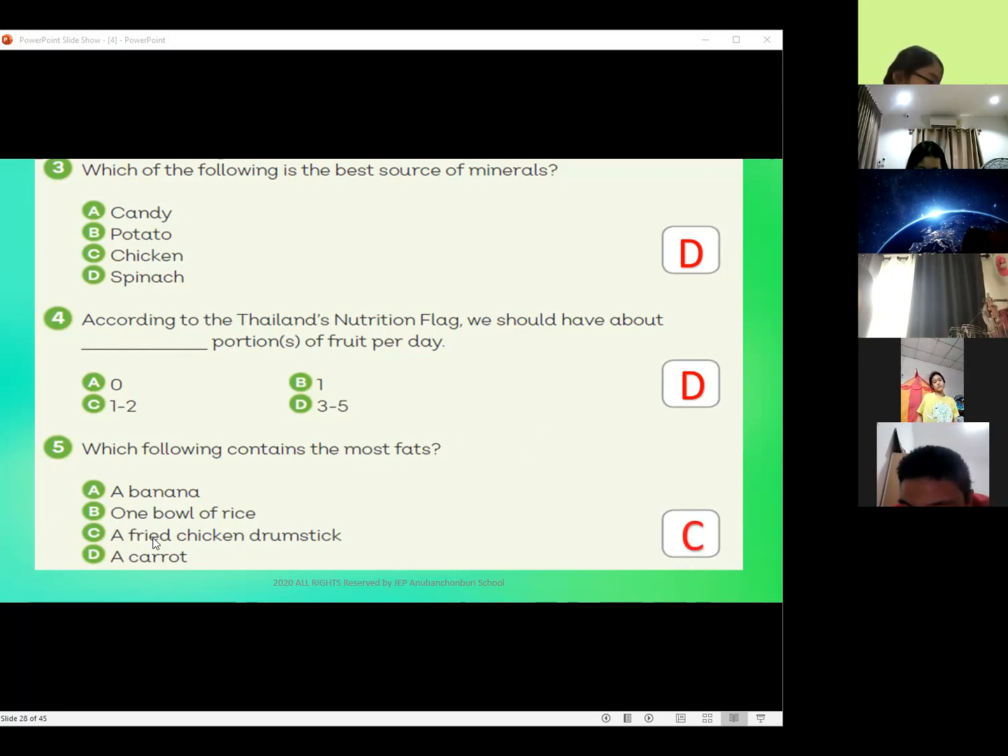Because of the fried, right? The word fried means oil. Especially the fried chicken drumstick, we call it deep fried. So there's a lot of oil there. Now let's proceed to the next one.